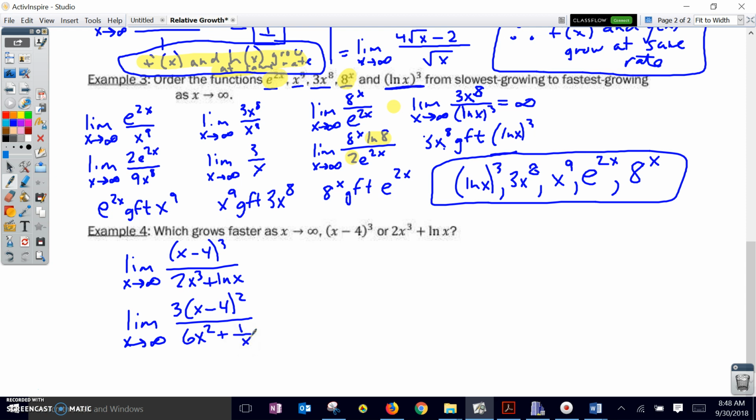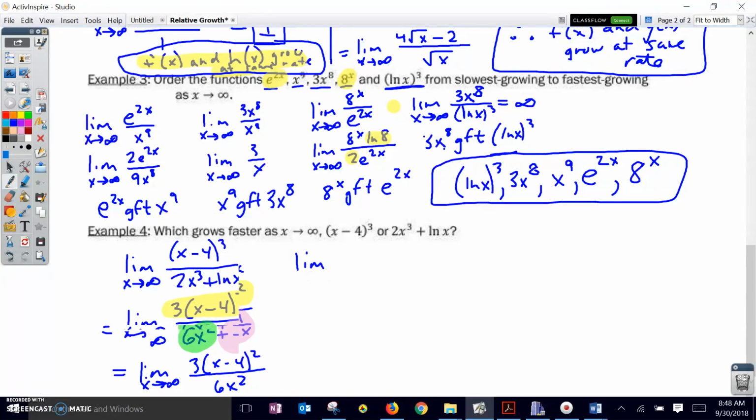And now I'm going to do something kind of clever here. Notice that this piece approaches infinity as x approaches infinity, and this piece approaches infinity as x approaches infinity. But this piece right here approaches 0. And therefore, as x goes to infinity, it's going to be inconsequential. And so this limit is equal to the limit as x goes to infinity of 3 times the quantity x minus 4 quantity squared all over 6x squared. And so I can continue rolling L'Hopital's rule on this.